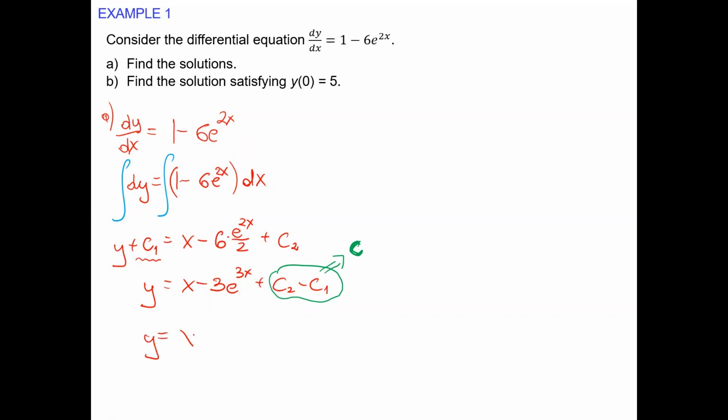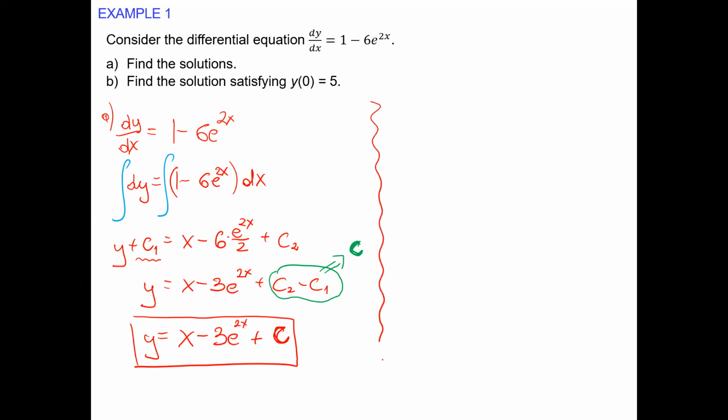Okay, that means the solution for this equation is x minus 3 e to the 2x, and plus that green constant. Okay, this is our function. But this is the family of functions, because we can move up and down, c units up, c units down, depending on what the constant c is.